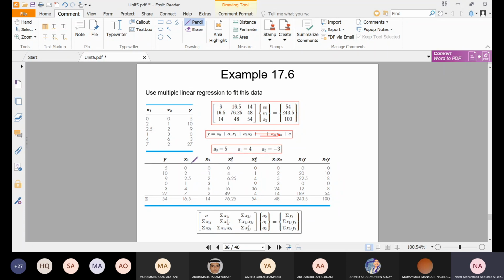Here I square the value of x1: 0 squared will be 0, 2 squared will be 4, 2.5 squared will be 6.25, like this one. I fill this one. After that, I square the column of x2, and then I multiply x1 by x2, x1 by y, and x2 by y.